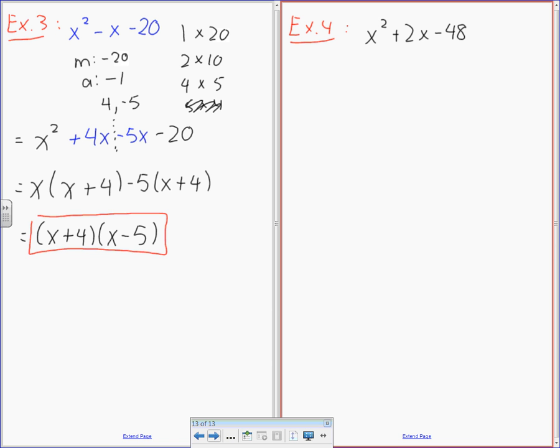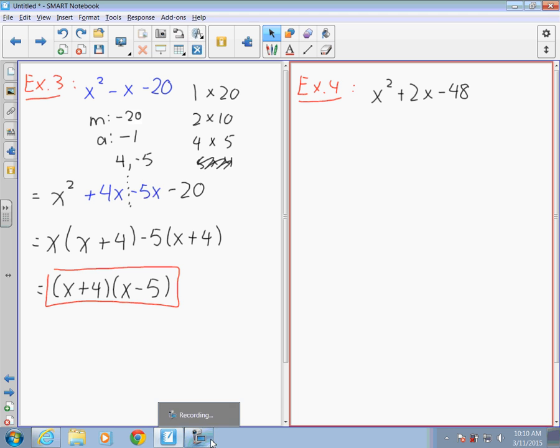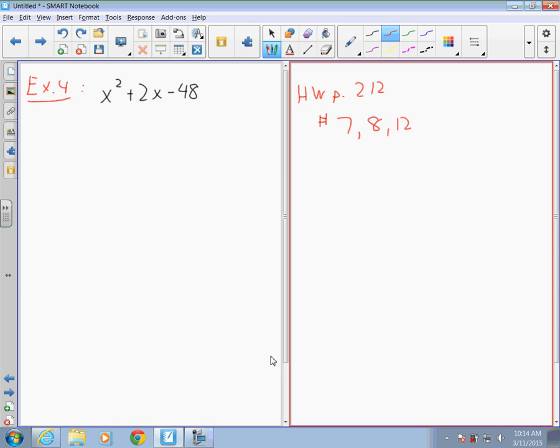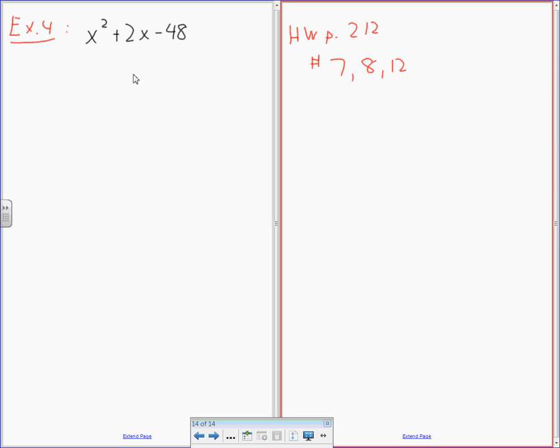There you go, x squared plus 2x minus 48. All right, pause the video right now and give it a chance. Okay, so to finish this one up, this one is a little bit trickier. Anything with negatives is messy, all right?